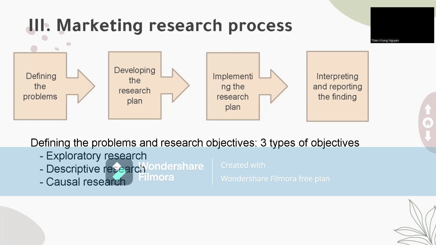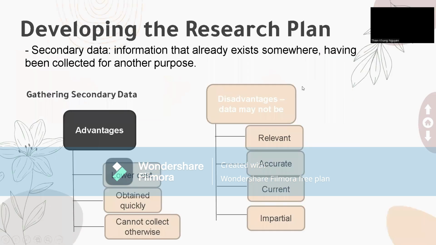So that is the developing of the research plan. Secondary data is information that already exists somewhere, having been collected for another purpose. Gathering secondary data has pros and cons. The advantages are lower cost, obtaining it quickly, and data you cannot collect otherwise, and so on. The disadvantages, or the cons, are that the data may not be relevant or accurate, it may be from the past and not current, and it is not so impartial.